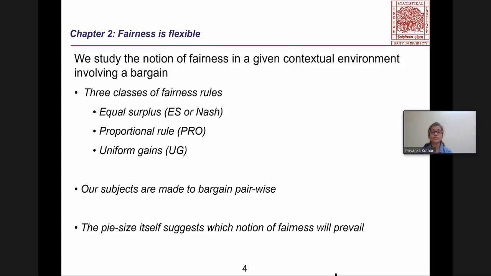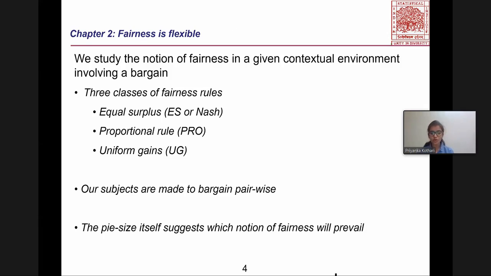The next chapter is Fairness is Flexible. We all know that the idea of fairness is very important because, in the set of Pareto efficient allocations, fairness helps us choose the allocation rule. So it's nature's way of choosing the allocation or distribution of products. But we also know that fairness is quite subjective. What is fair according to me need not be fair according to another person. So this multiplicity of fairness ideals is what motivates this paper.